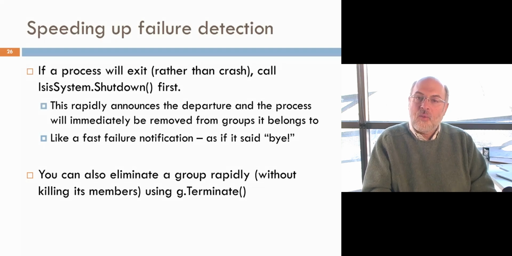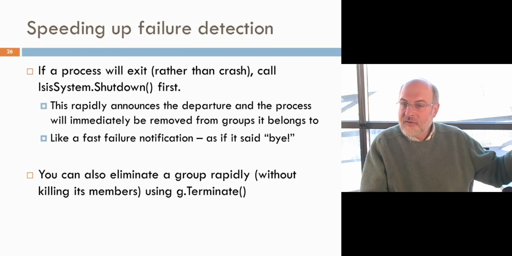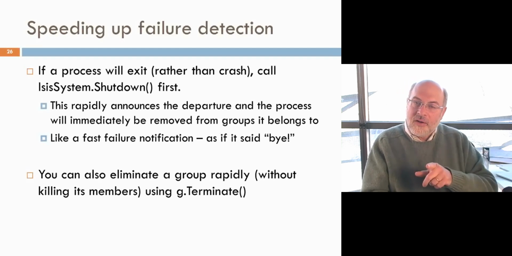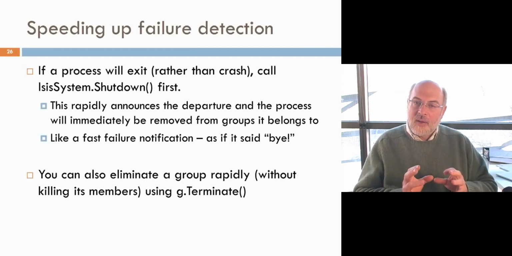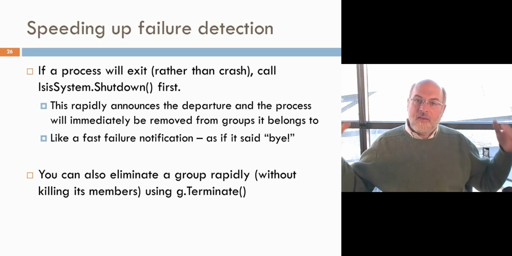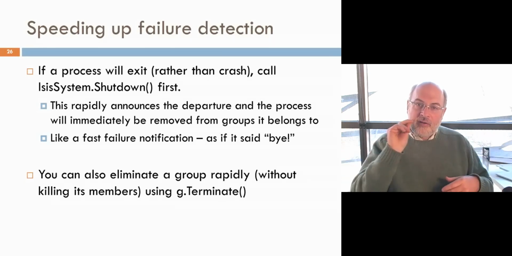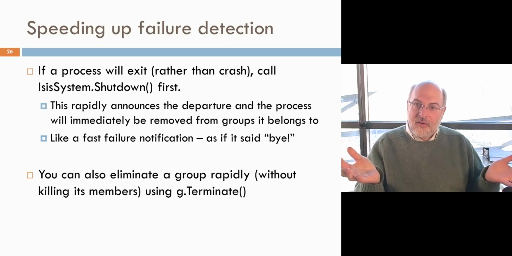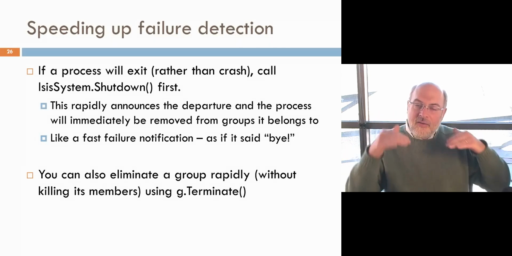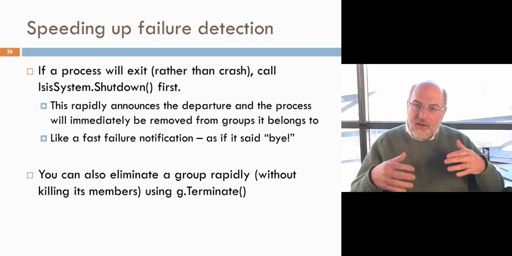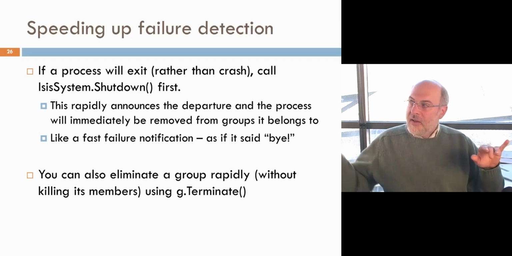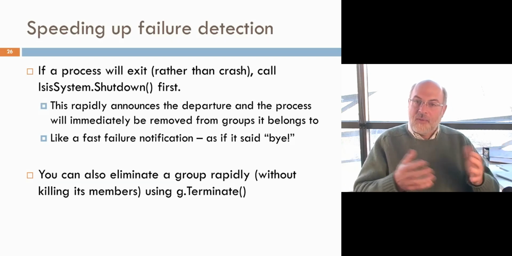The other thing you can do is when members of a group exit the system, make sure that you call ISIS shutdown first, because when you call ISIS shutdown, the exiting member notifies the others that it's exiting from ISIS, and that triggers instant failure detection in those other members. If you exit without calling shutdown, then they aren't notified and 45 seconds will elapse before anybody notices.